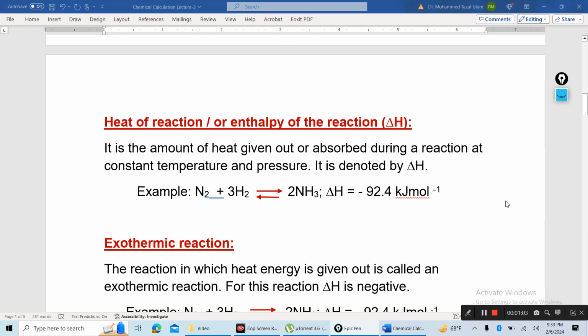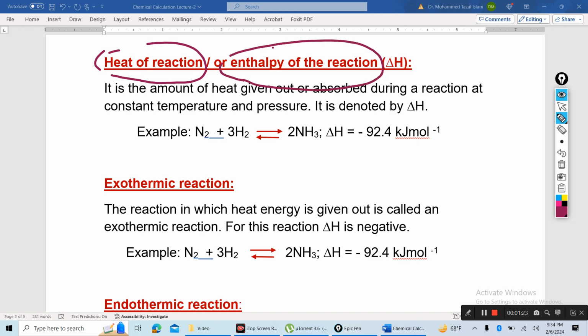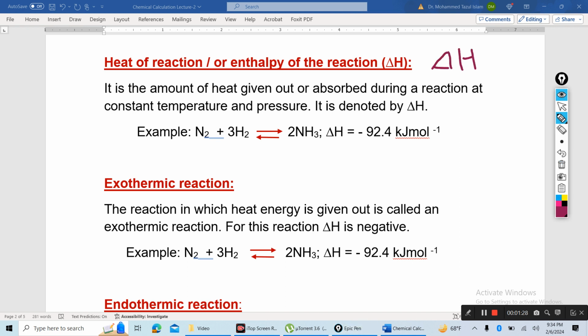Let's move. First, you know what is heat of the reaction or enthalpy of the reaction. Delta H means change in enthalpy. Enthalpy of the reaction. Now you will know what is enthalpy of the reaction or enthalpy change of reaction.